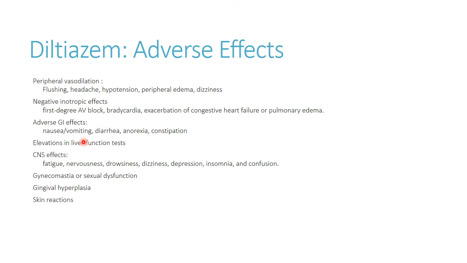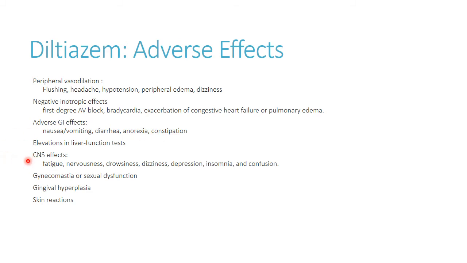The other thing to note here is you can see some adverse GI effects because, again, what ion helps to cause contraction of the smooth muscle in the GI tract? Calcium, right? So if you're blocking that, it can have some bleed over effect into the GI tract. Constipation can be a really big side effect here, right? So watch out for that.